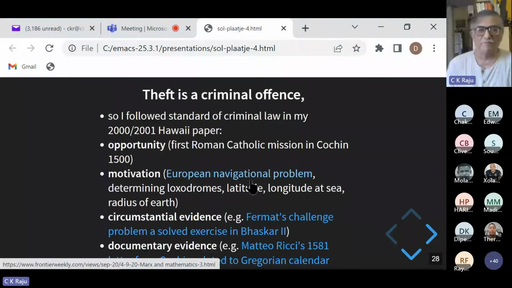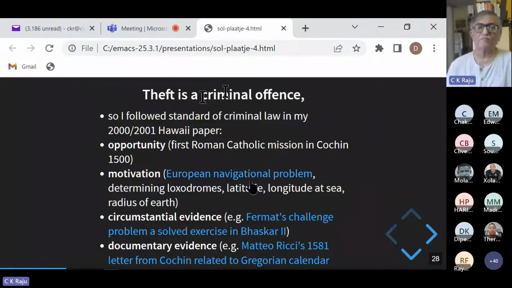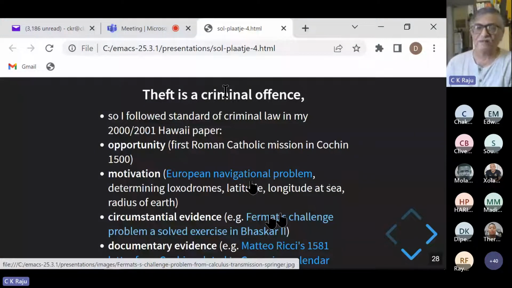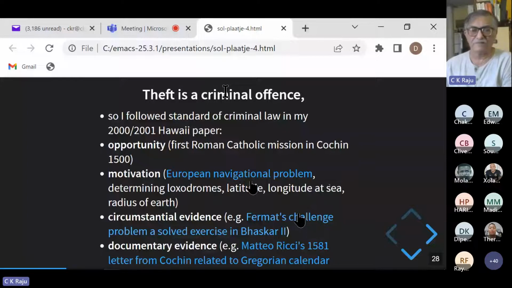So I developed proof in my book, because theft is a criminal offense. The motivation was the European navigational problem: you want to determine loxodromes, latitude, longitude, and for that you need the radius of the Earth, and therefore you need trigonometric values. How you use it is explained in my school text. It's very easy stuff. There is circumstantial evidence. For example, Fermat's challenge problem to European mathematicians, which could not be solved by any mathematician in Europe. It is a solved exercise in Bhaskara II, and of course they call it independent rediscovery. Let me show you this challenge problem for a minute, because it's important.